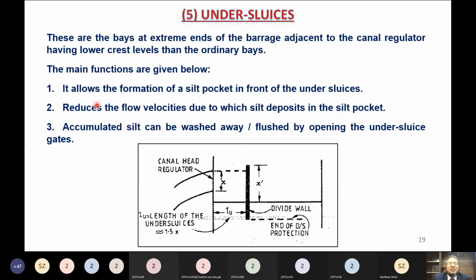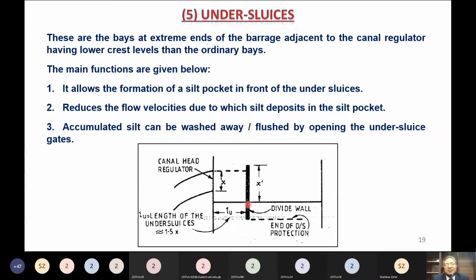What happens in the silt pocket? It reduces the flow velocities, due to which silt deposits in the silt pocket. For several months the silt keeps on depositing here, and relatively less silt water enters the canal. Accumulated silt. What is the third function? Maybe after 9-10 months of the flowing of this canal, a lot of silt has been deposited here in the silt pocket.